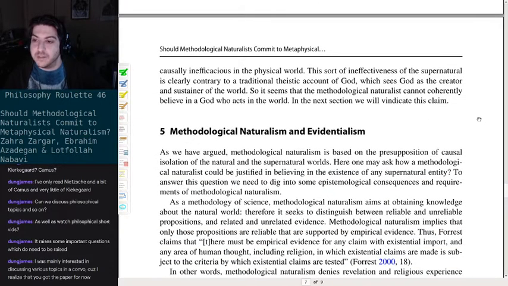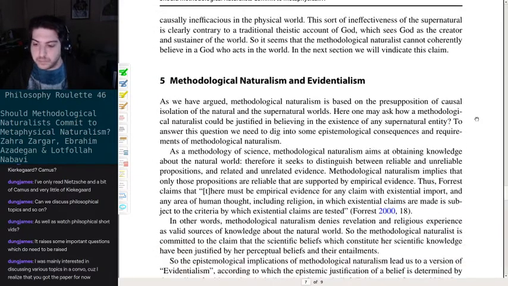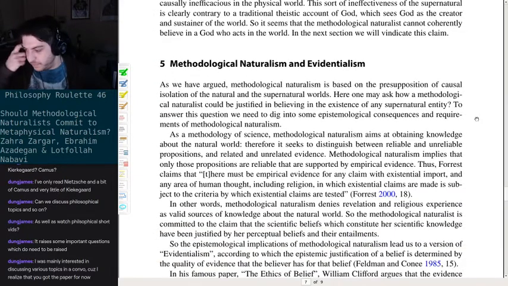This sort of ineffectiveness of the supernatural is clearly contrary to a traditional theistic account of God, which sees God as the creator and sustainer of the world. So it seems that the methodological naturalist cannot coherently believe in a God who acts in the world. In the next section, we will vindicate this claim. Okay, vindicate this.